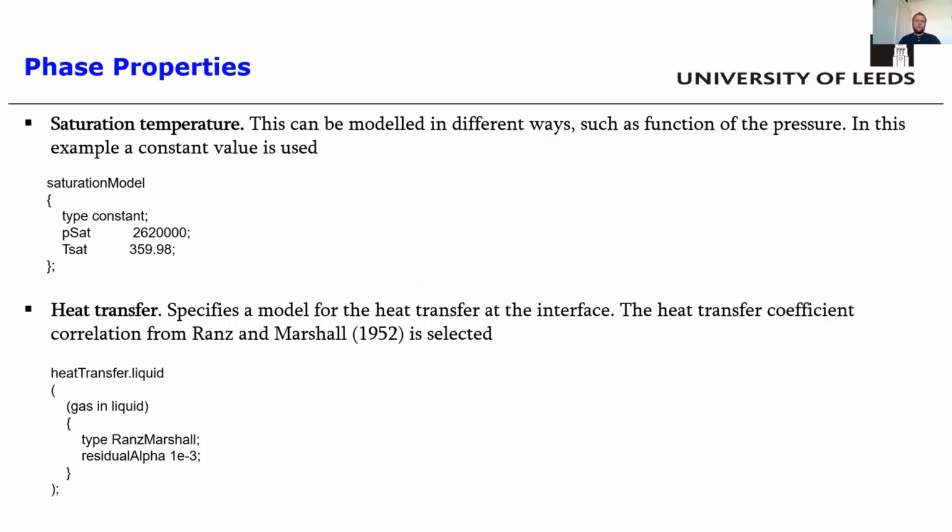In addition to the models we had before, we have to define a model also for the saturation temperature. Different models can be used, it can be imposed as a function of pressure. In this case, we have used a constant value of saturation at the reference pressure, because essentially the change in pressure along the pipe is not that much, so it won't influence that much the value of the saturation temperature. We also have to define the model for interfacial heat transfer, and you see that the Ranz-Marshall correlation is declared there.